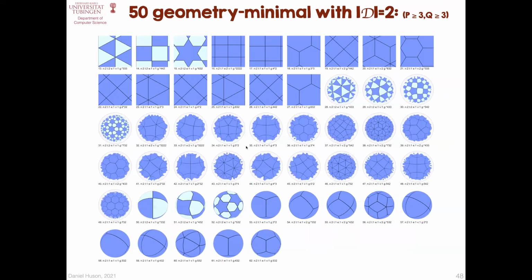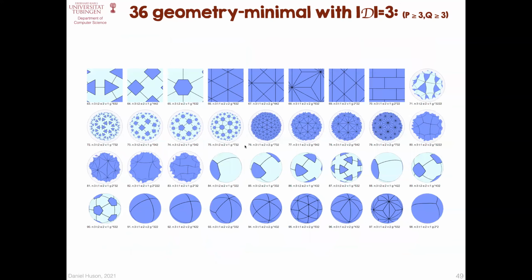Okay, complexity 2: it turns out there are 50 such tilings. Complexity 3: there are 36 such tilings. You can see that sometimes the colors indicate that there's more than one equivalence class of tiles here. Things can look identical. You can't see a difference between this tiling here and that tiling here.